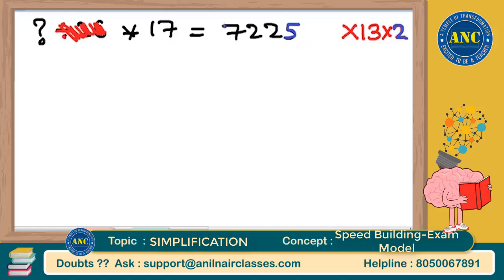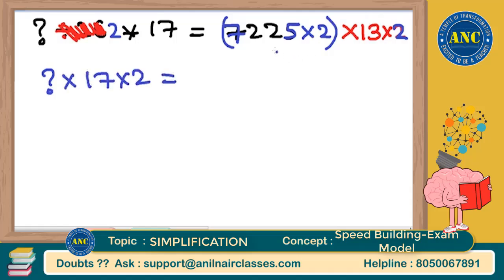Multiply it. 7,000 into 2 is 14,000. And then what is the mistake I have done? No, there is no mistake. Anyway, I want 2, right? Let me group another 2 here, and if I multiply 2 here also, then question mark into 17 into 2 on the left hand side.